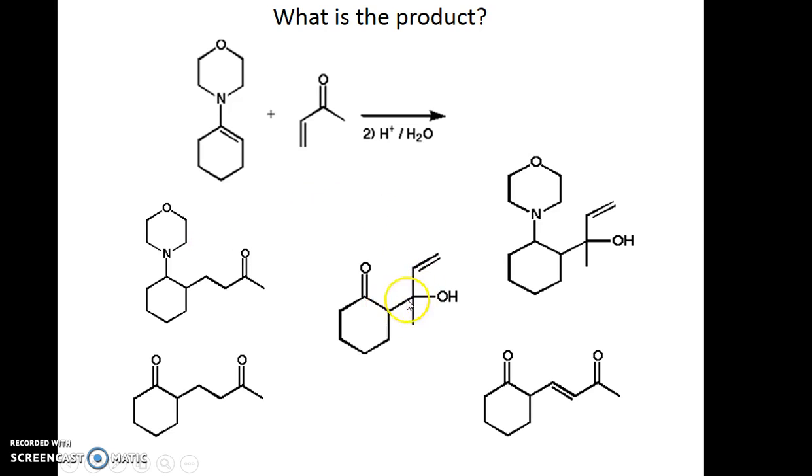Let's look over here. Well, this is not going to happen. We're not going to have 1,2 addition here. That's too soft a nucleophile. This is all wrong. This is correct, except 1, 2, 3, 4, 5. This is correct, except for right here we have an ene. That ene is gone because you've had things add across the double bond. So the correct product is this one right here.